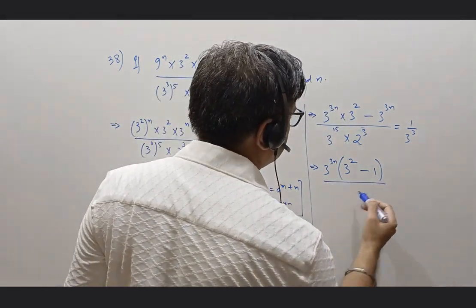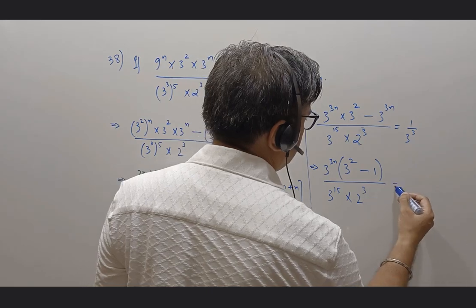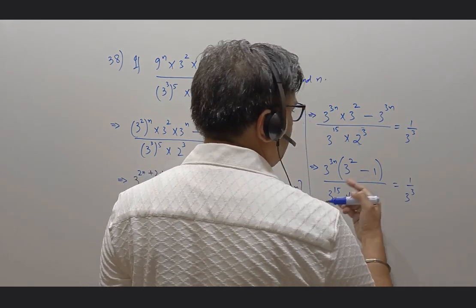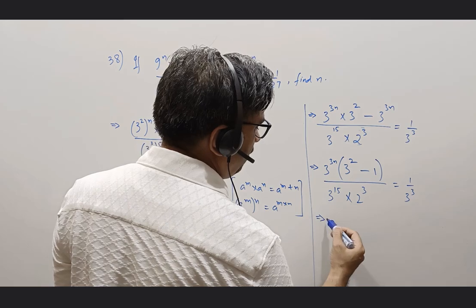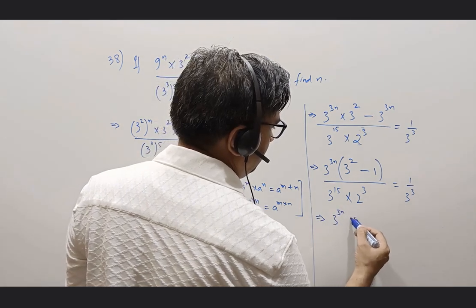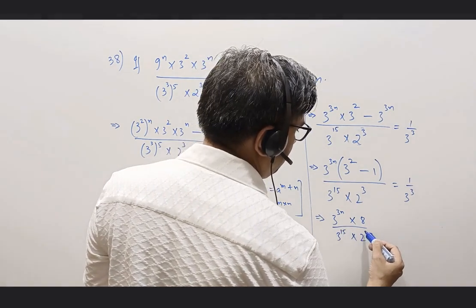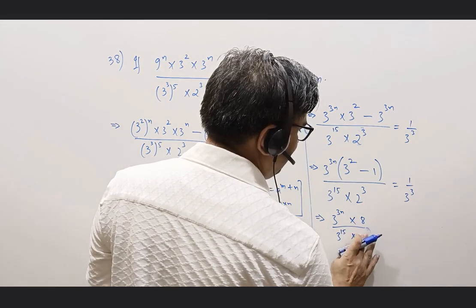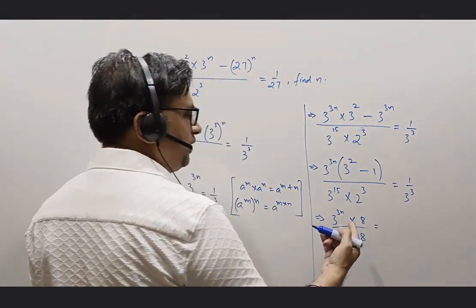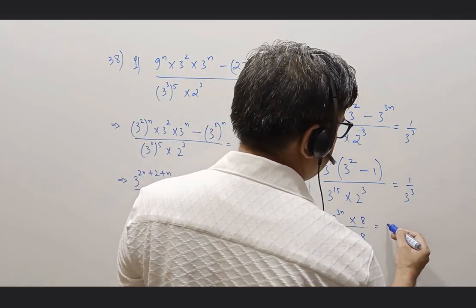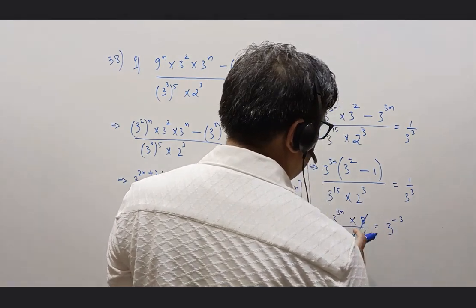And that is 3 to the power 15 into 2 to the power 3 is equal to 1 by 3 to the power 3. It's very interesting. 3 square minus 1 is 8. And this is also 8. So this will get knocked off. 3 to the power 3n into 8 by 3 to the power 15 into 2 to the power 3, which we can write as 8, is equal to, in this case, because I'm eventually going to compare the power of 3, let us write this as 3 to the power minus 3. Because I'm going to eventually compare the power of 3.